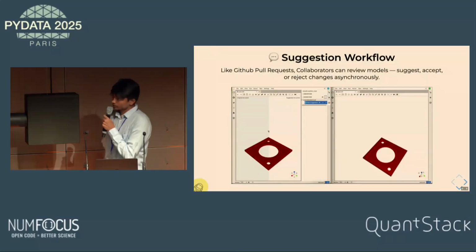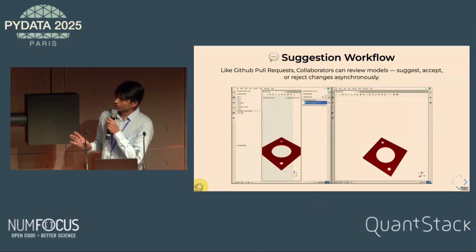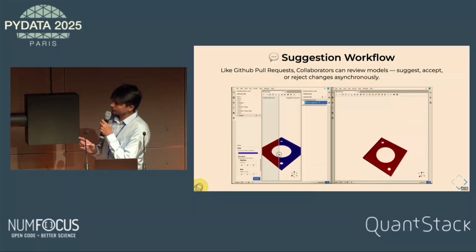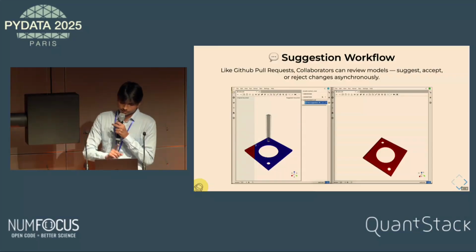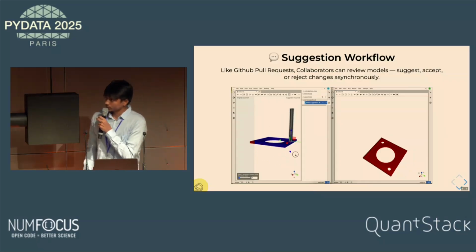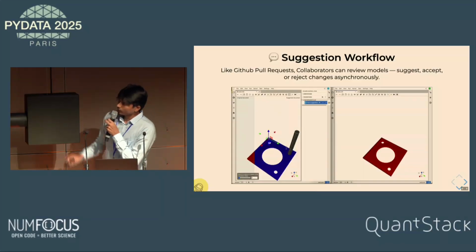And we also have a suggestion workflow. Similar to GitHub pull requests, multiple collaborators can work on the same thing asynchronously as well. So I can create a suggestion. On the left, I am creating some voids and also changing the color of the model. I'm creating two more voids in the pad, and I would create a suggestion.